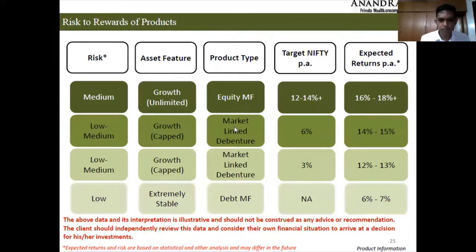Then, sir, the next part is market-linked debentures. So with market-linked debentures, what we mean is that it is linked to the movement of Nifty, but the movement of Nifty required for this particular product to deliver a higher return is very small, sir. So in this case, sir, the movement of Nifty required is only 6% for the product to deliver a 14% return.